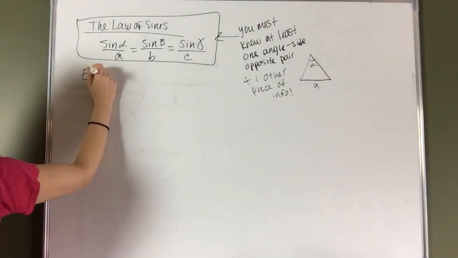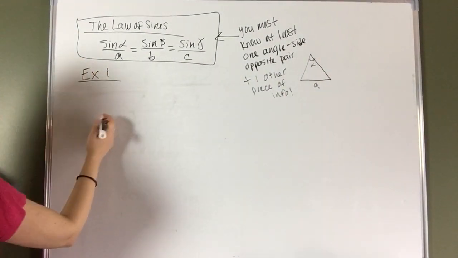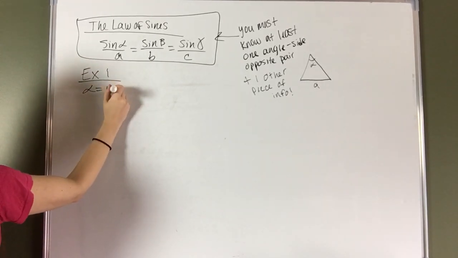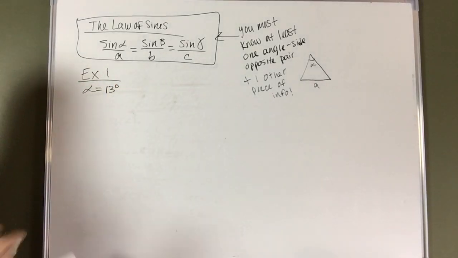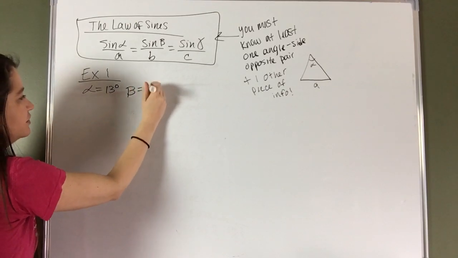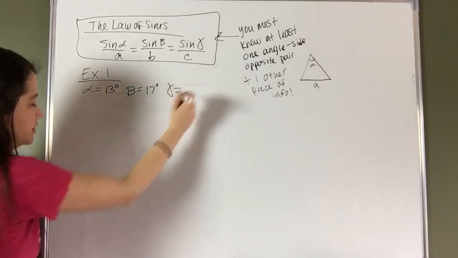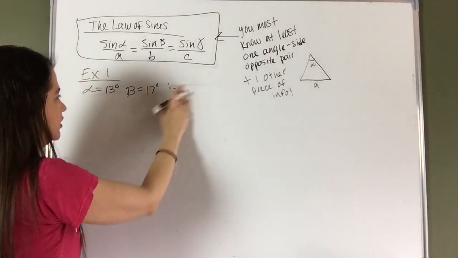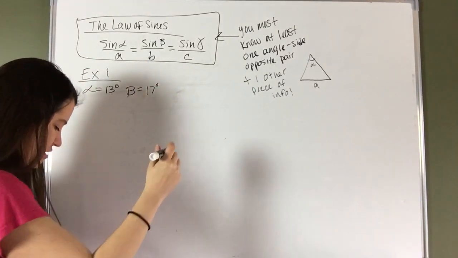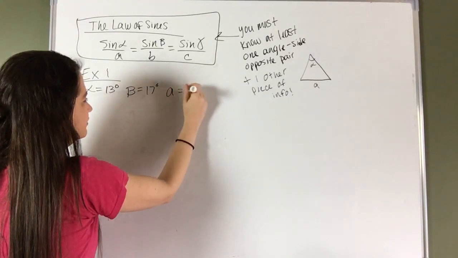I'm going to give you an example where we have that. So this is example 1. They tell us we have a triangle that has a 13-degree angle for alpha, a 17-degree angle for beta, and we don't know gamma. I lied about that. We know A. We know that A is 5.